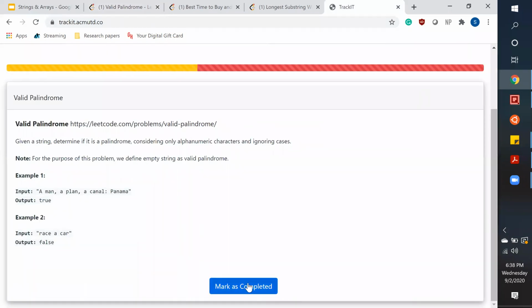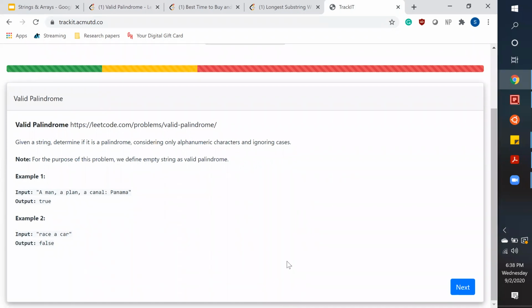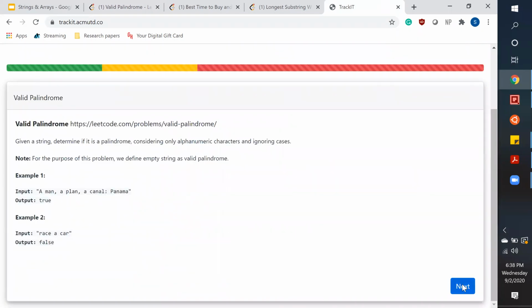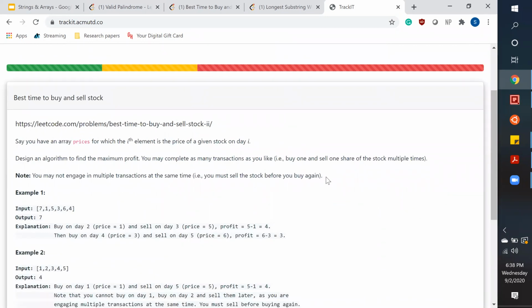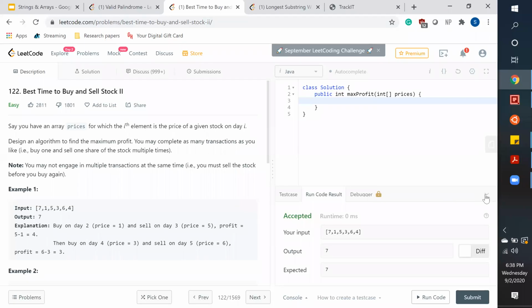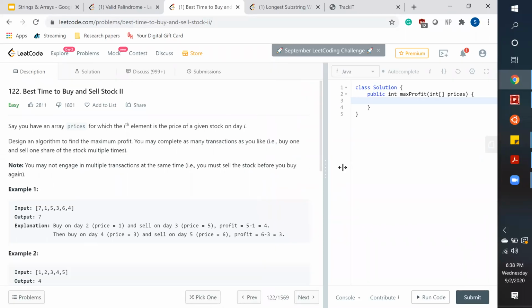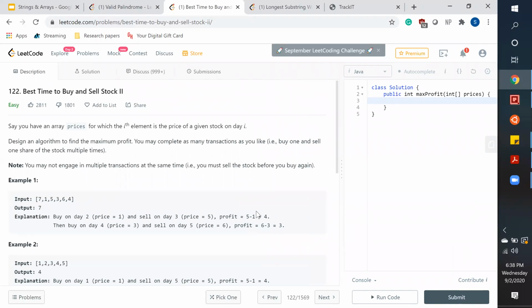Okay, so let's mark this as completed and move on to the next problem. There's a little more reading to do here, so let's go through this together.